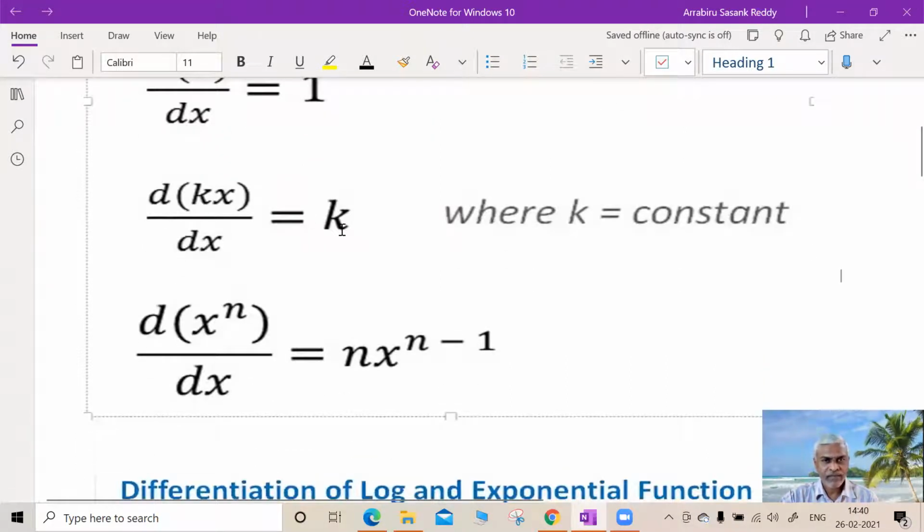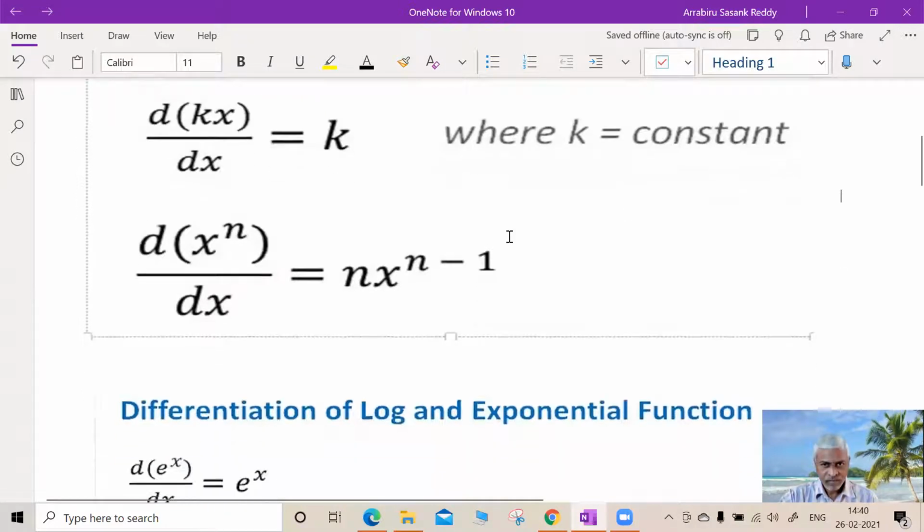Differentiation of kx is k, where k is constant. Differentiation of x power n with respect to x is n into x power n minus 1.